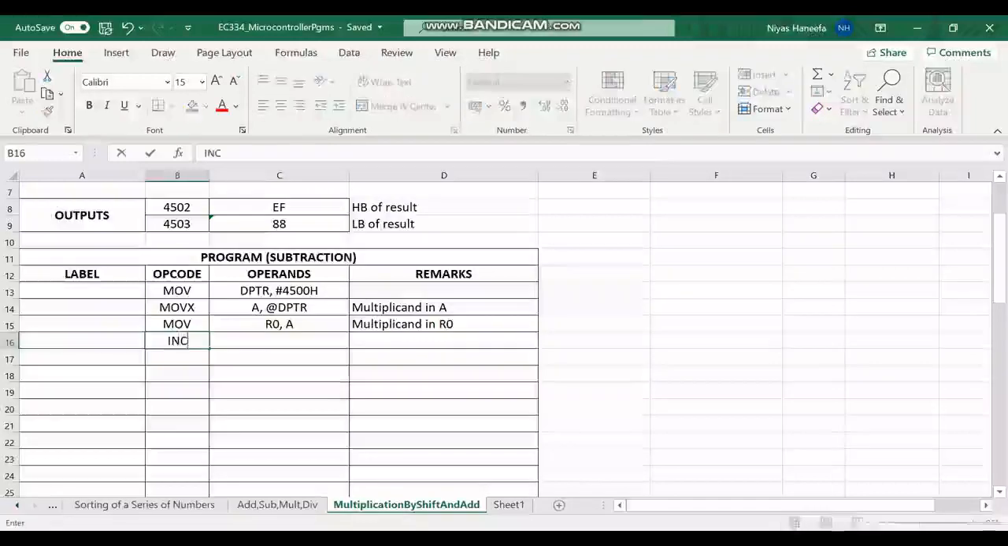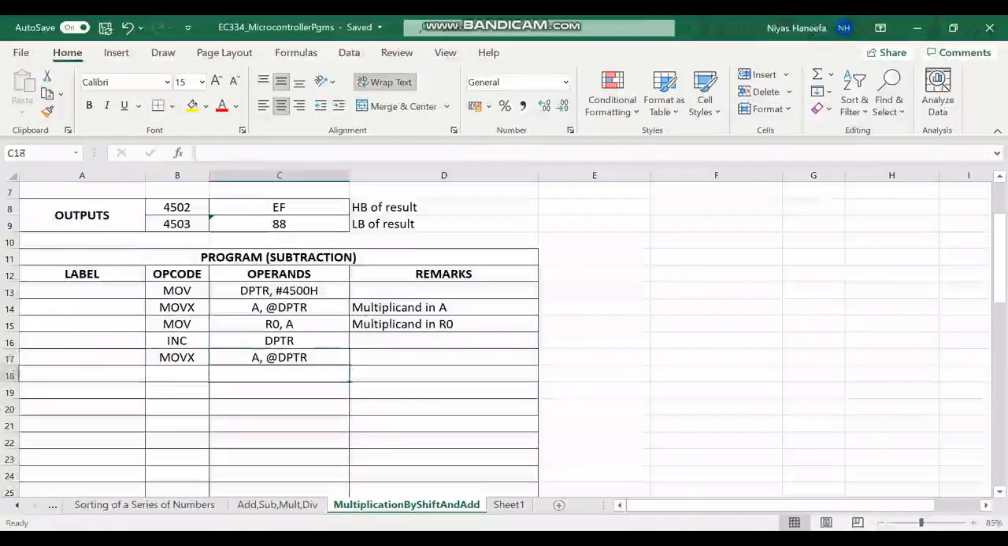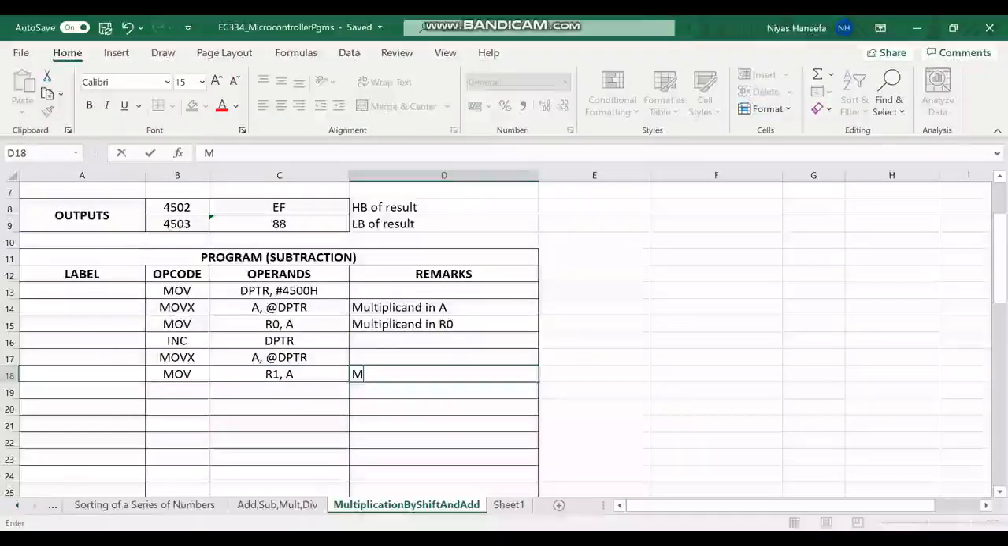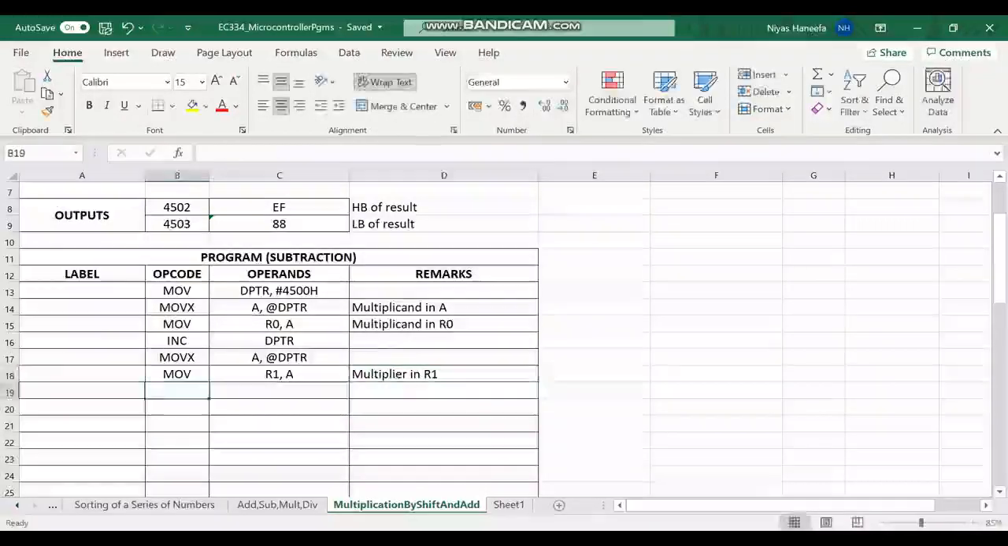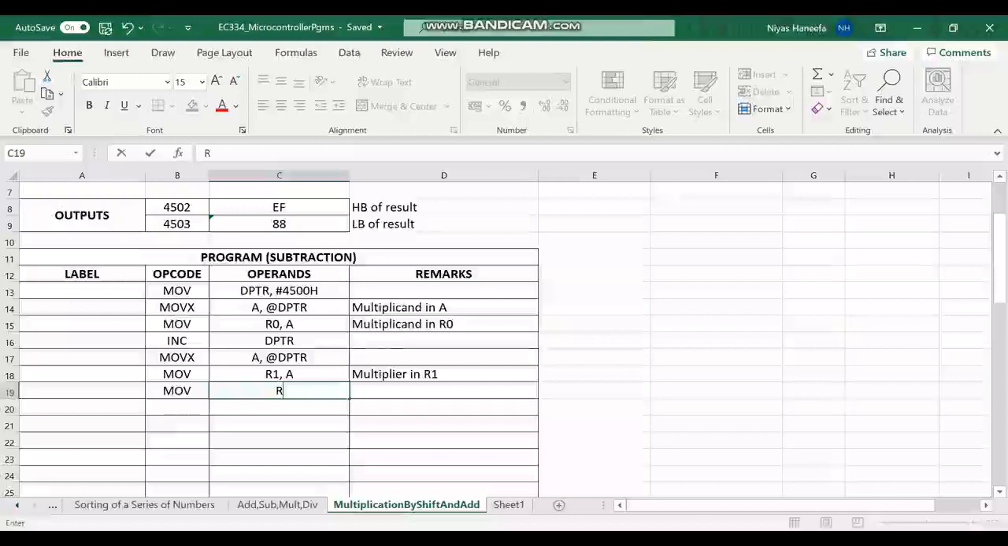Then let's take the multiplier. So INC DPTR. Again it's through the accumulator. So MOVX A, @DPTR. Let's move it to R1. MOV R1, A. So the multiplier is in, sorry, in R1. Then we need to have the count, so how many times this has to be done. So MOV R2, #08, since it is 8 bits.